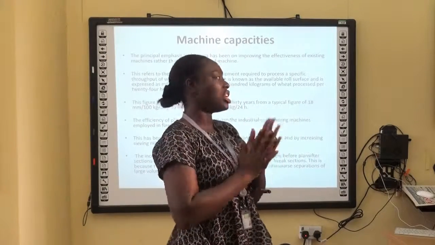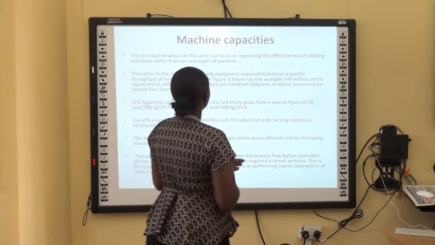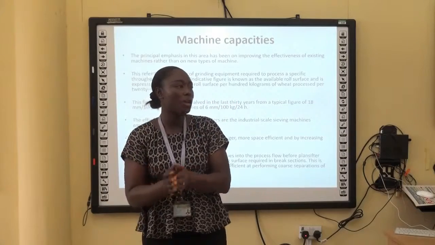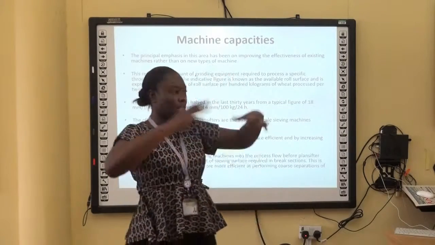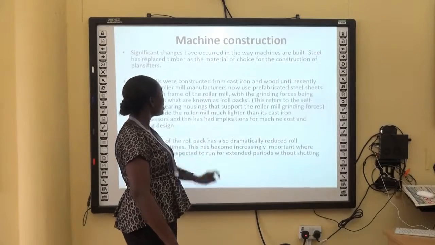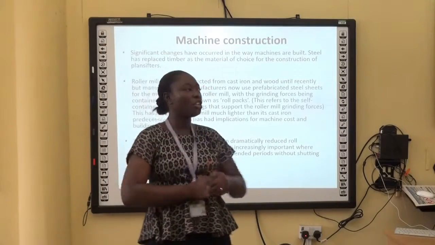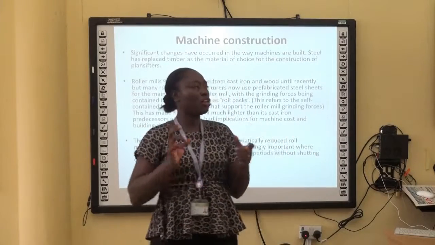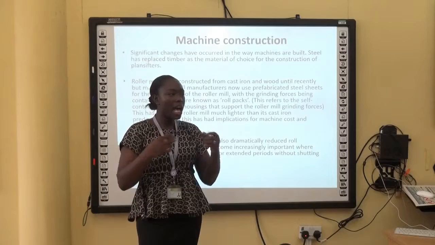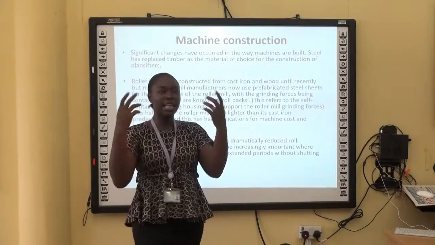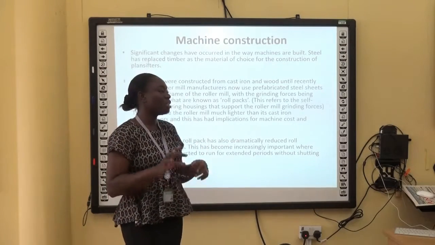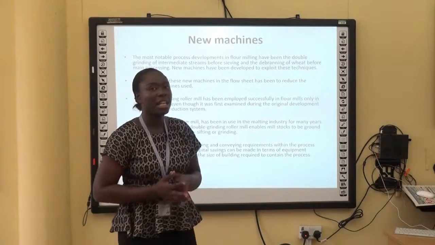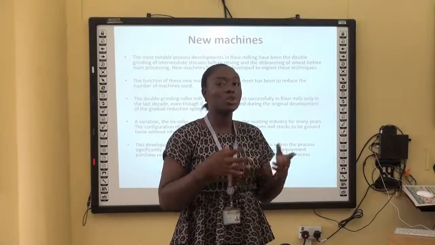And these are in three basic parts. You have the machine capacities. Before, they would just make a little flour at a time, but now the capacities have greatly increased. Then you have machine construction. Before, they used stones, they used wood, things that can lead to contamination of the product. But now you have machines that use stainless steel and can reduce contamination. And then finally, we have new machines that have been computerized and automated.